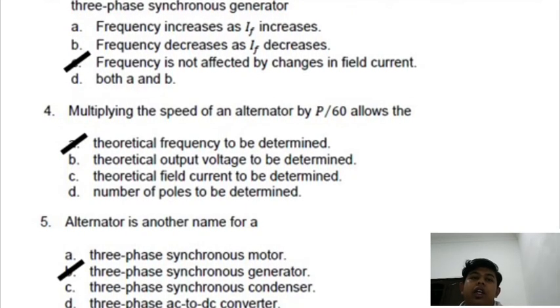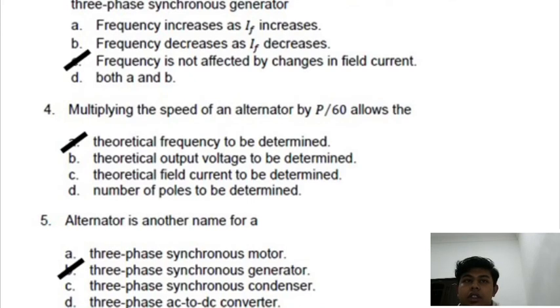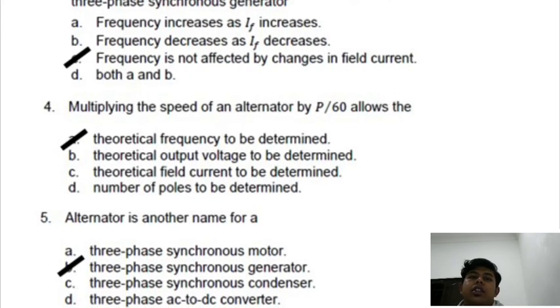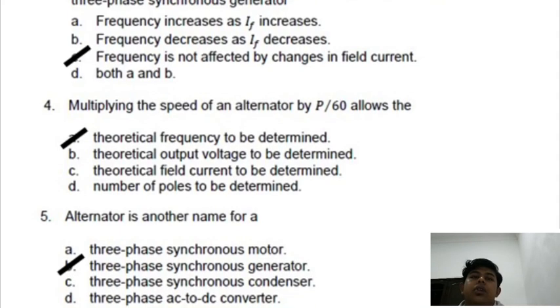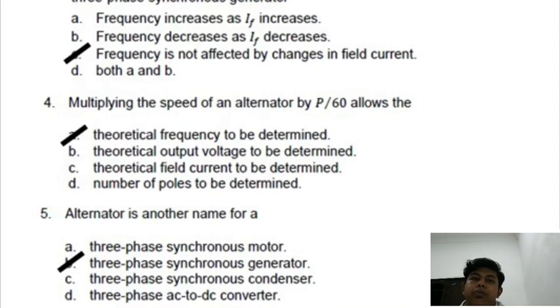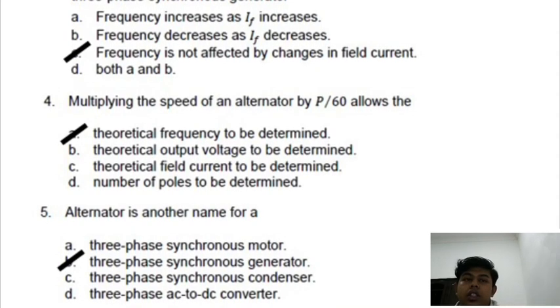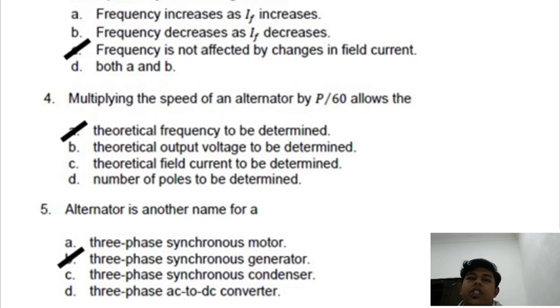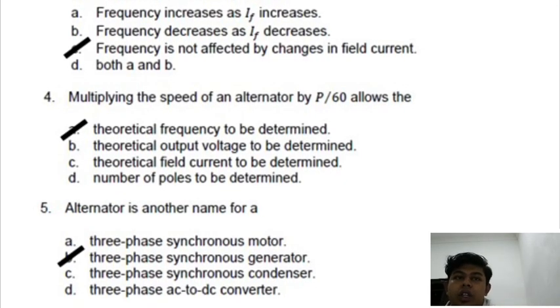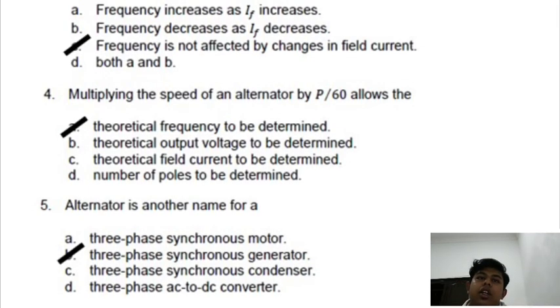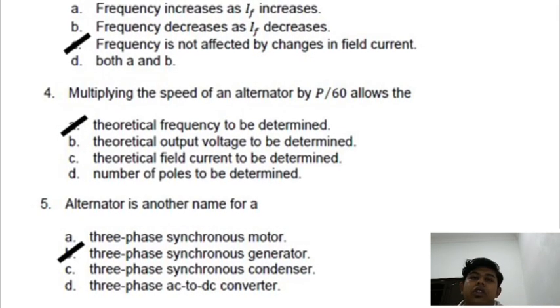Okay, for the last question, alternator is another name for A. Three-phase synchronous motor, B. Three-phase synchronous generator, C. Three-phase synchronous condenser, D. Three-phase AC to DC converter. So, the answer is B, three-phase synchronous generator. Alternator is another name for a three-phase synchronous generator.